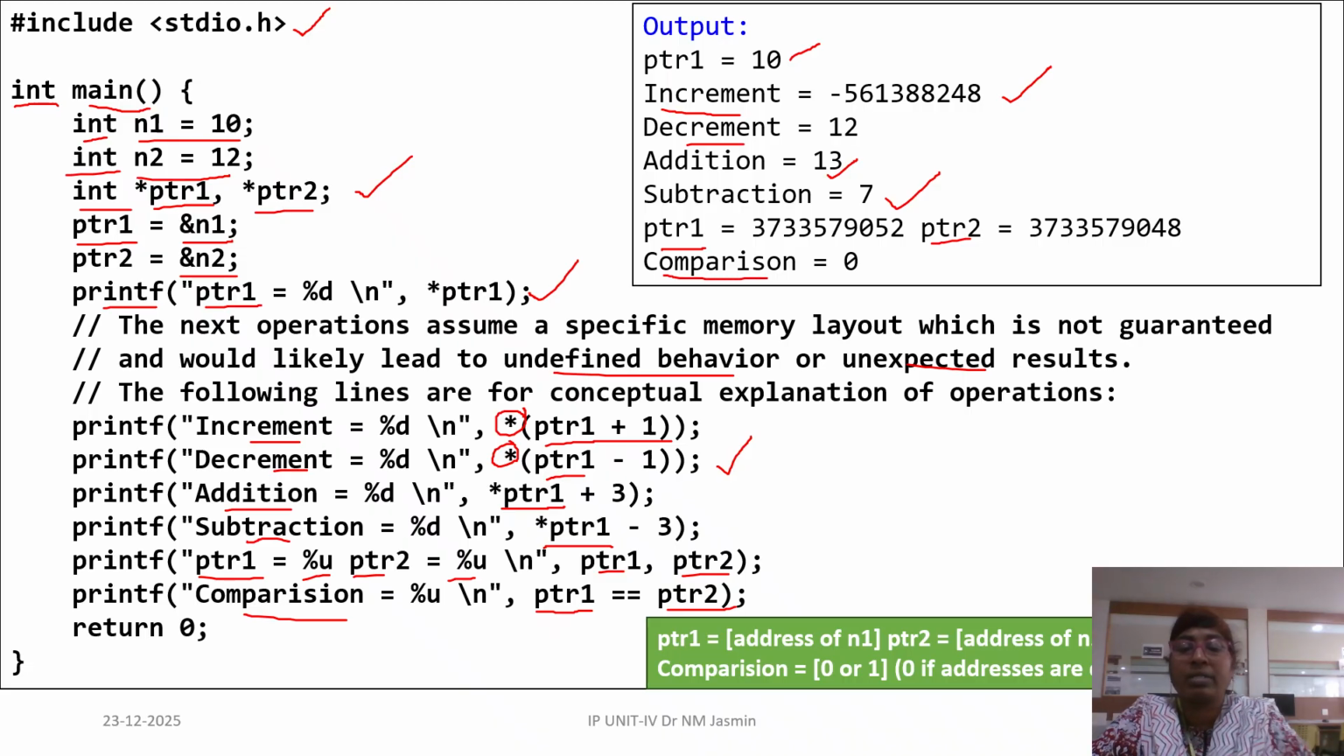Now come to the comparison. Here we compare the address of n1, that is pointer 1, and pointer 2. If these two are equal, we can say the comparison is 1. If these two are not equal, we can say the comparison is 0.